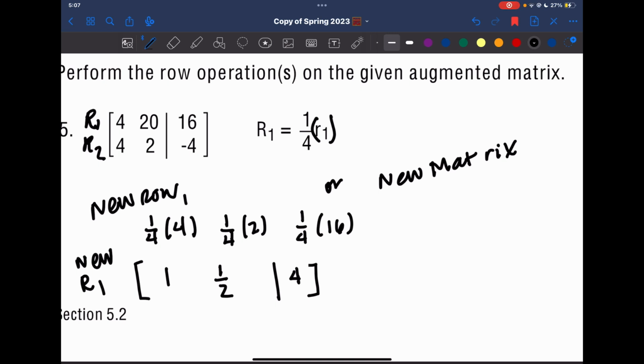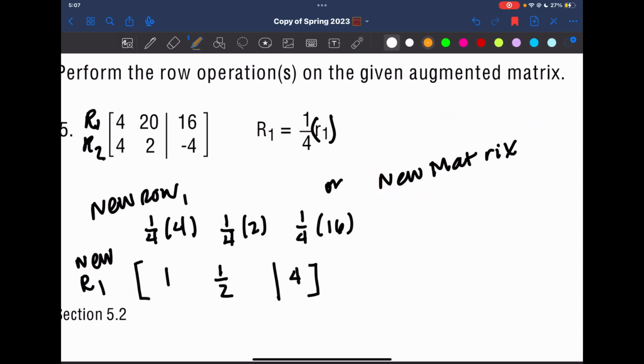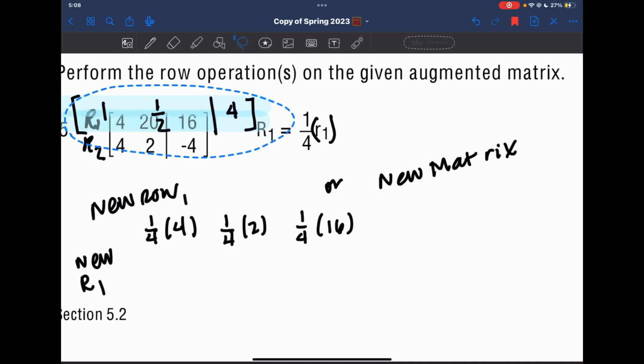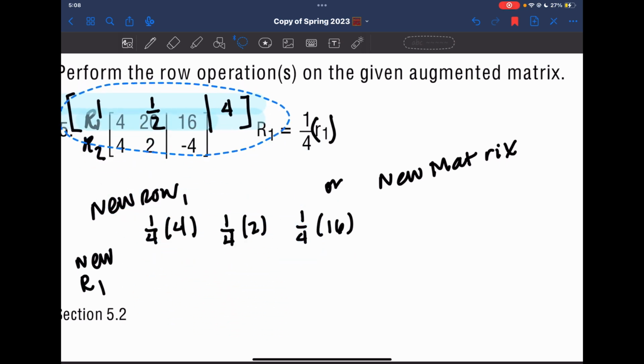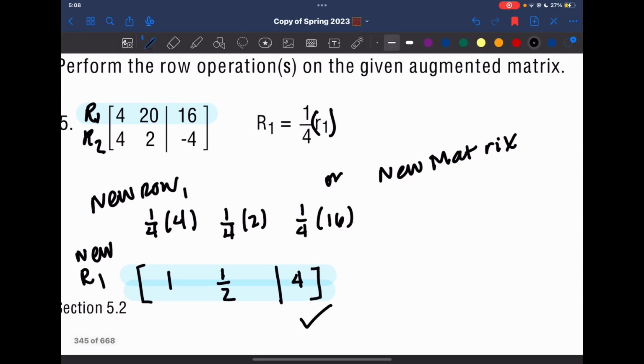So again, you can also represent this in a new matrix. What you would do is take this row and replace it with the new row after the operation has been performed. If you're not clear, this whole new row is going to replace this row 1 right there. It's like you're picking it up and replacing it. So this is what it's going to look like. This is an acceptable answer, and again, a new matrix is also an acceptable answer.